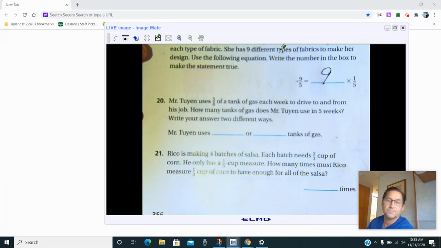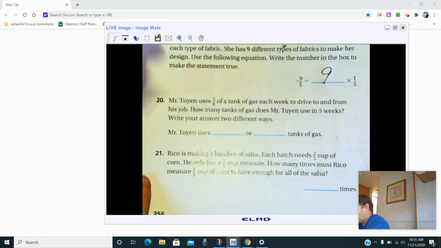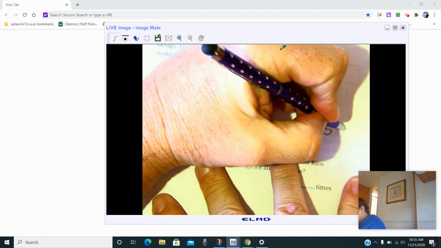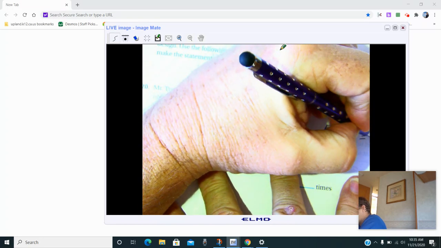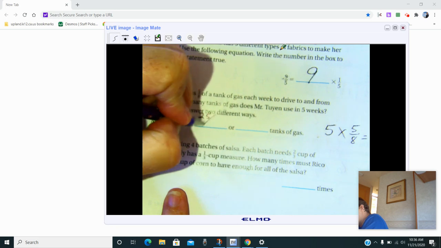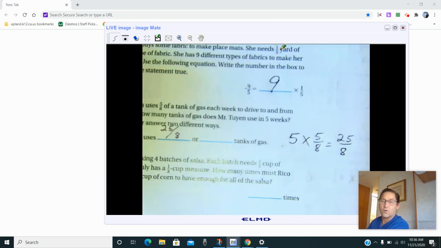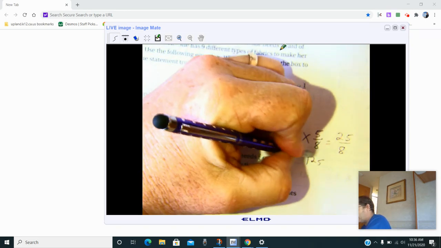20. Mr. Tuyen uses 5/8 of a tank of gas each week to drive to and from his job. How many tanks of gas does Mr. Tuyen use in 5 weeks? Write your answer 2 different ways. Okay, so 5 weeks, 5/8 each week. 5 times 5 is 25/8. So that's one way. I could write it as a fraction greater than 1, or I can turn it into a mixed number, and they would be equivalent.